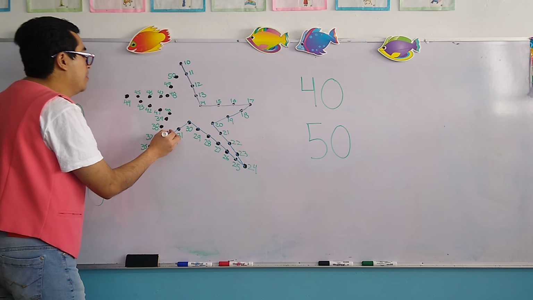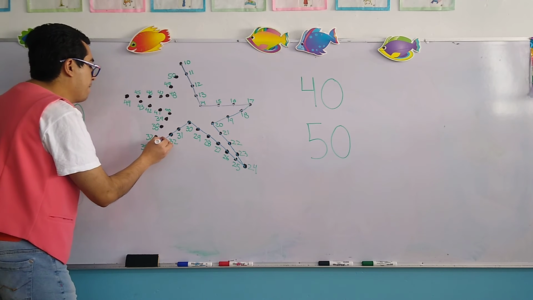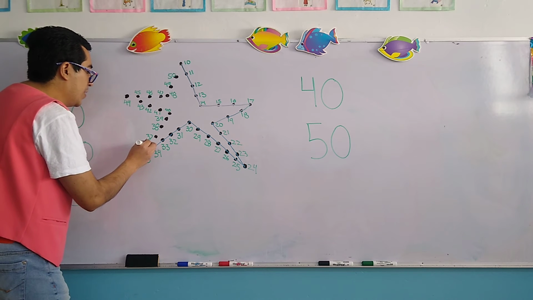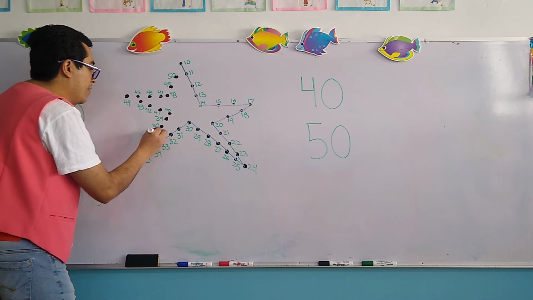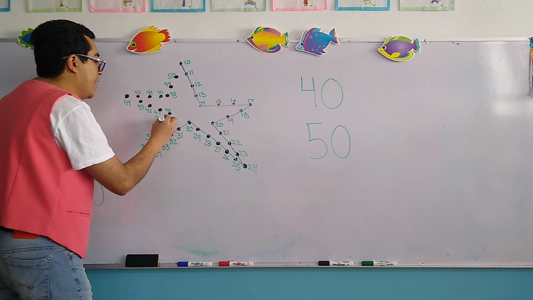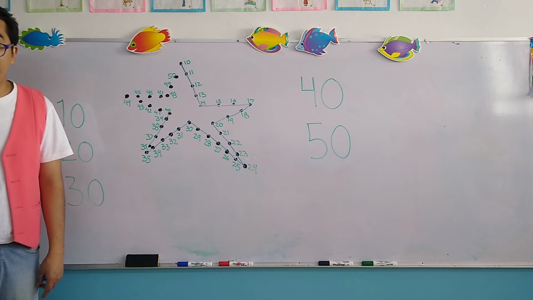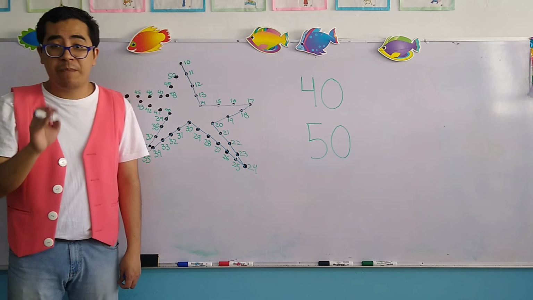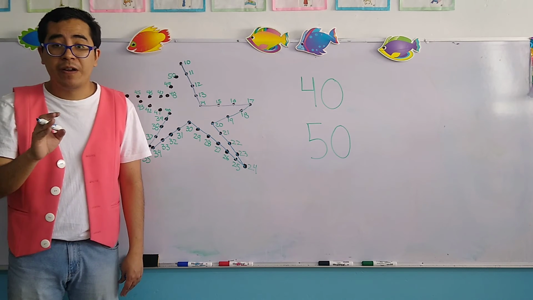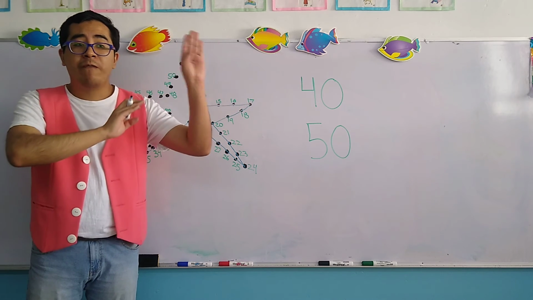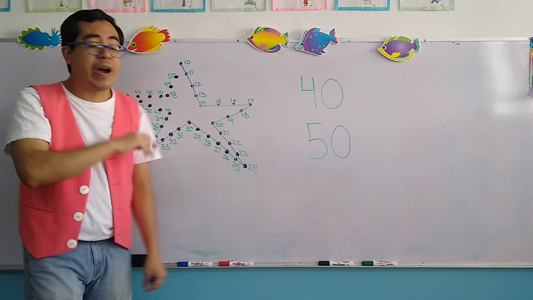31, 32, 33, 34, 35, 36, 37, 38, 39, and we reach the 40s, okay? Once again, remember, all number 40s, they begin with the number 4. So we have to go back to the very first digit. So 40 becomes 41.